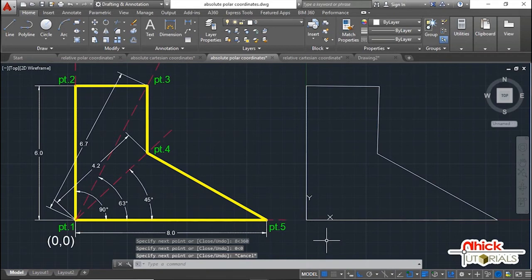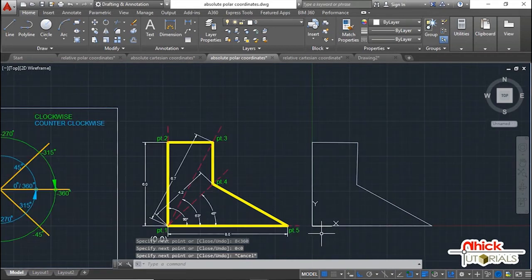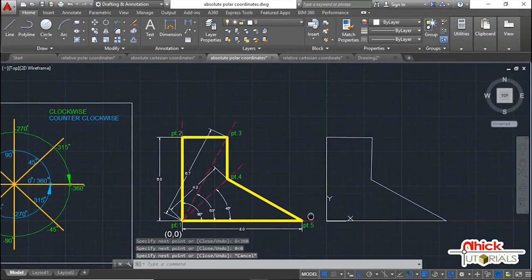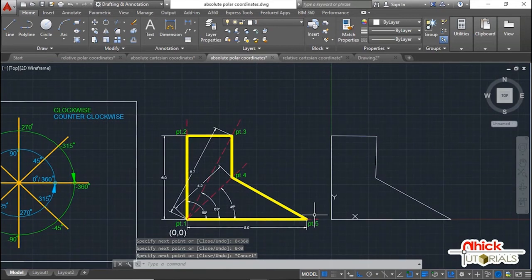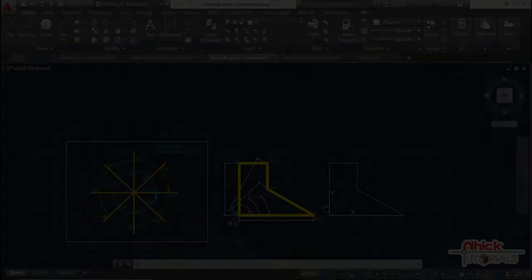So that's how the concept of absolute polar coordinates plays in plotting points in the working area to create your project. You can use it as long as you know the exact distance and angles of the points from the origin or your first point.